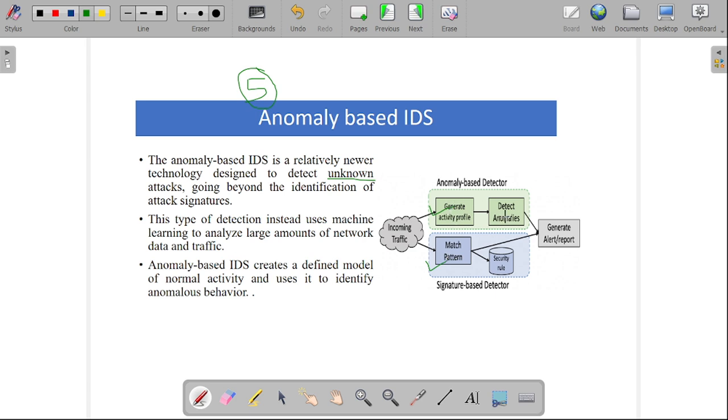If they can detect the anomalies, then they can generate the alert message or report, as well as they can check the pattern in their previous database. Based on the security rules, they can generate the alert message as well as report. So in case of anomaly-based IDS, this type of system is used for detecting the unknown pattern from the intruders.